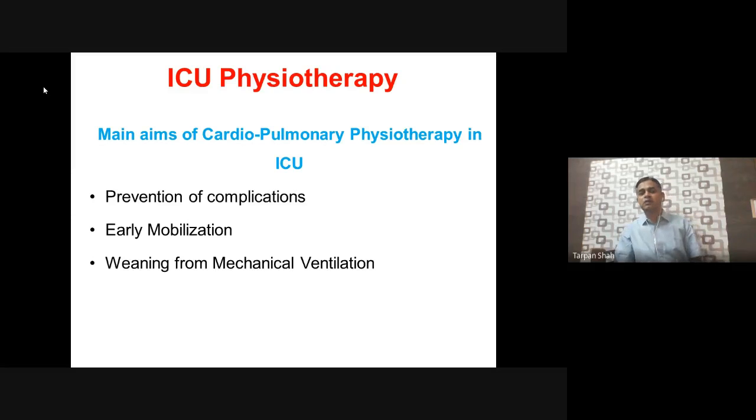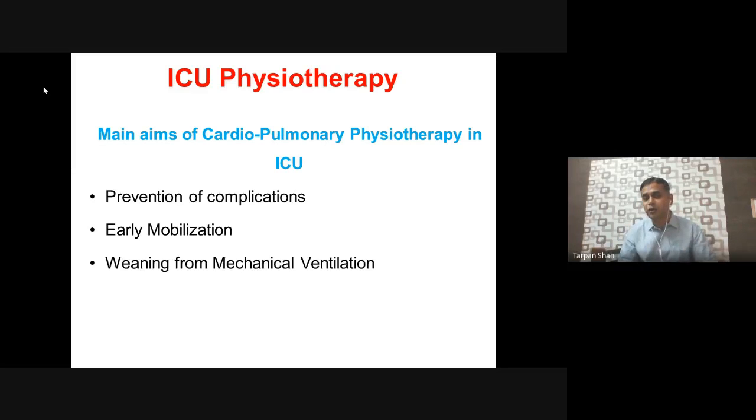Now, if we think about ICU physiotherapy in the global scenario, in the last few years what has caught the attention of most of the therapists, and which we are now using very widely in almost all intensive care units, is how to do early mobilization in the intensive care unit. It's a non-pharmacological approach, very helpful to the patient, so it is gaining wide popularity. I will be discussing this later in my presentation.